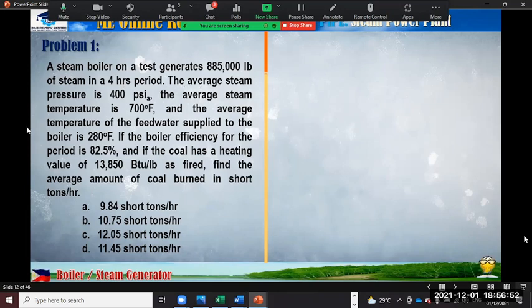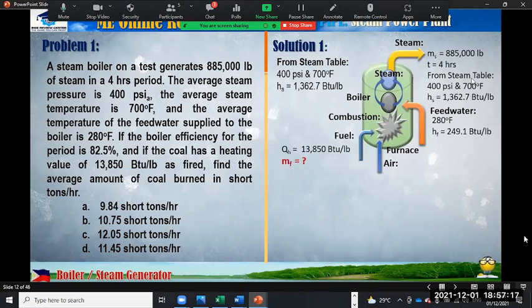Then the average steam pressure is 400 psi. Okay, and the average steam temperature is 700 degrees Fahrenheit. And the average temperature of the feed water supply to the boiler is 280. Let me show the diagram so that we can understand the given data.